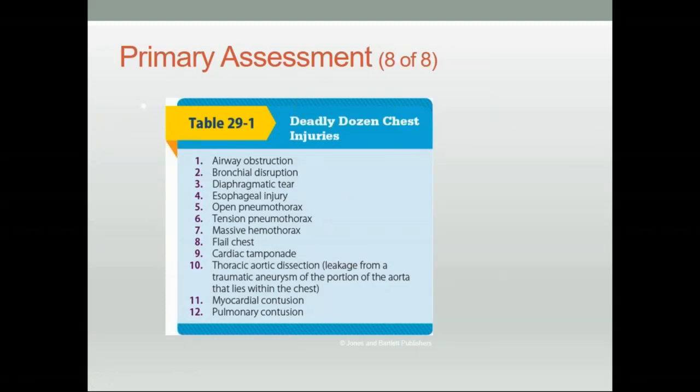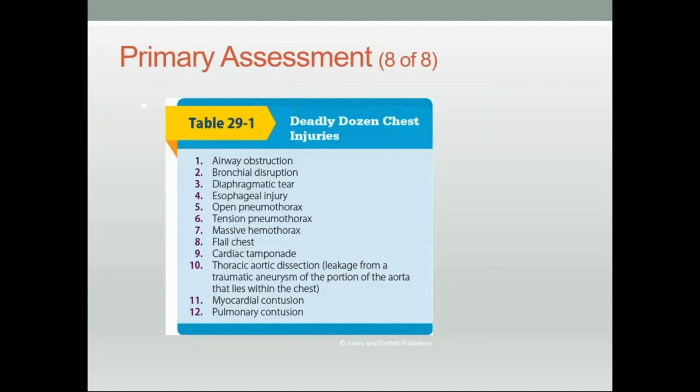So airway obstruction, bronchial disruption, how would we know that? That's going to be difficult pre-hospitally, other than we find a patient with chest trauma and they have subcutaneous emphysema, they have diminished or absent breath sounds on one side. That would give you a clue that that's what's going on. It's difficult to diagnose. Diaphragmatic tear, that is going to impair our patient's ventilation. We'll talk more about diaphragmatic tear in the next chapter.